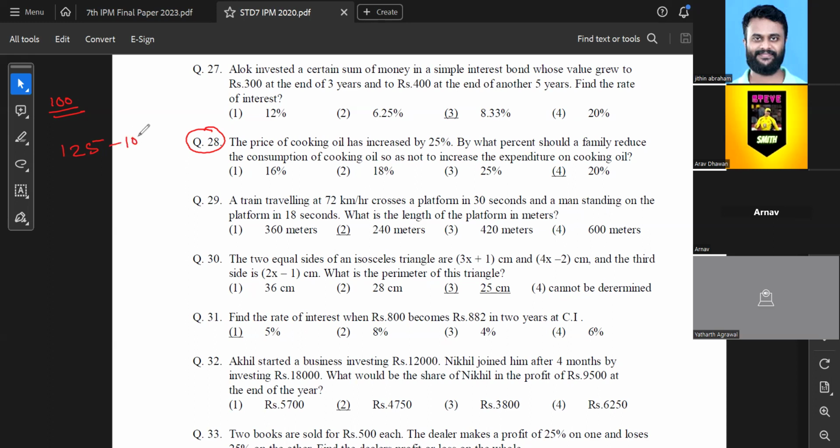When they wish to bring it down to 100, the difference between them is 25. Now calculate the percentage of 25 with respect to 125, because your reference is 125. From 125 you are coming back. So 25 divided by 125, multiplied by 100. That should give you 25 ones are 25, fives are 125, so 100 divided by 5 is 20%. And hence your answer is 20%.